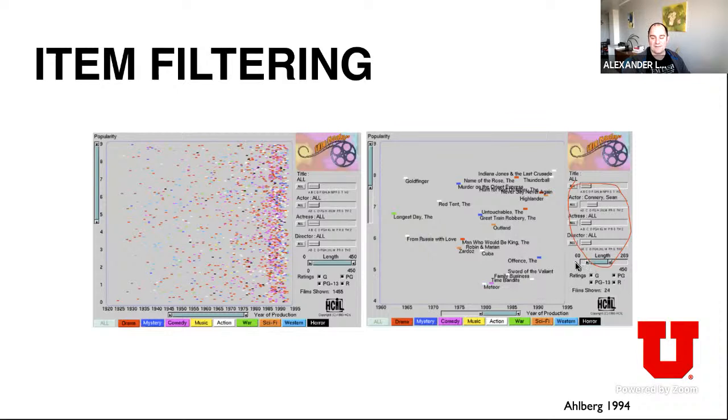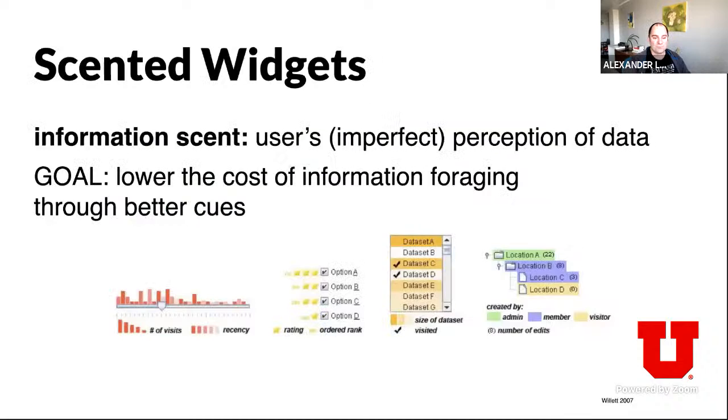They don't tell us what the consequence is if I move the slider from here to here. Am I going to remove half the data set, or is it something that is barely noticeable? The idea of scented widgets is to give people a bit of an information sense to see what an interaction will result in. So you want to lower the cost of information foraging by giving people better cues.